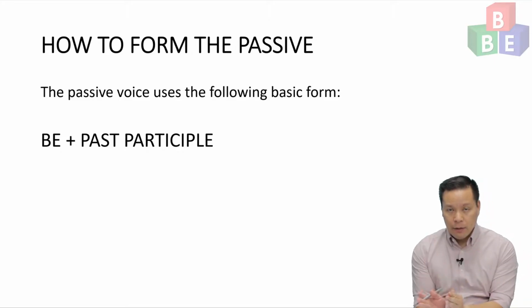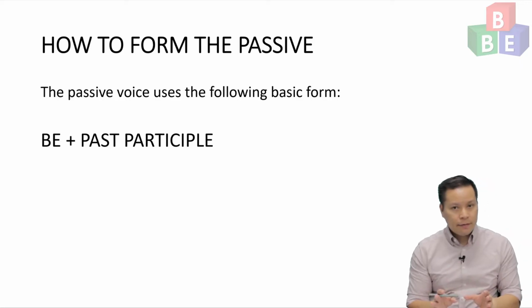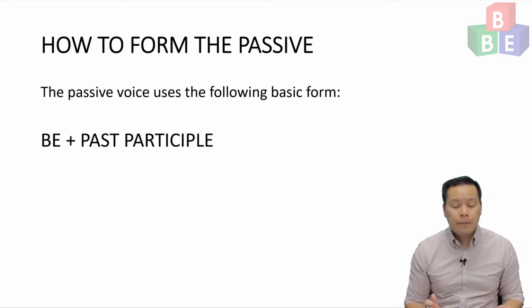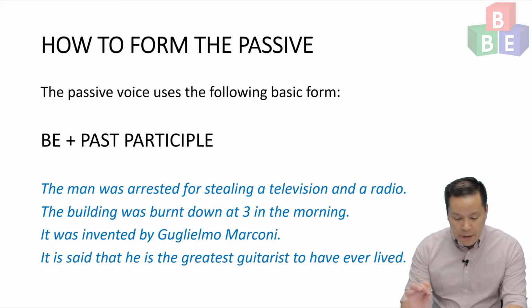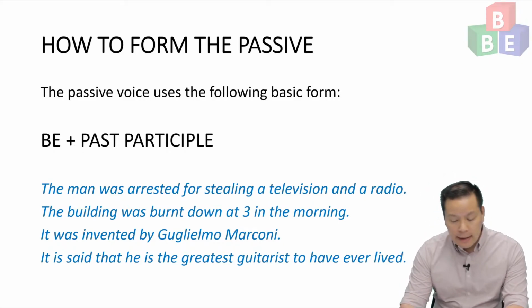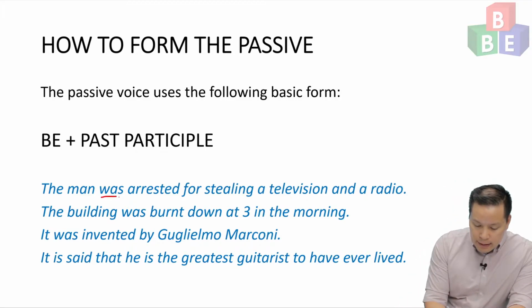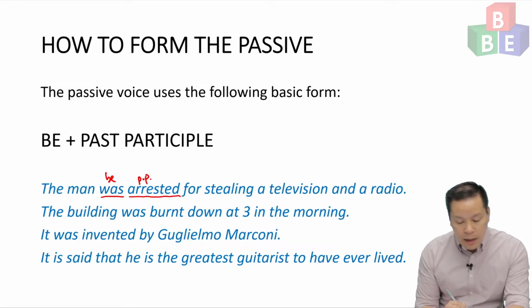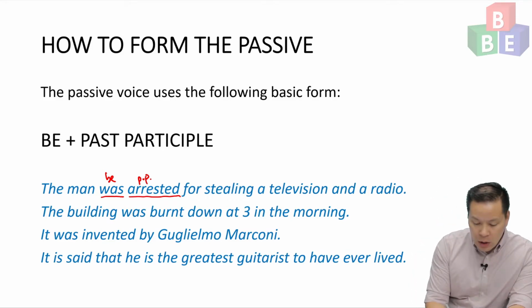If you see a be verb and you see a past participle, then you have a passive. There are no exceptions. Let's have a look at some examples. The man was arrested for stealing a television and a radio. Here we have a be and a past participle. So it is passive. The building was burnt down at 3 in the morning.